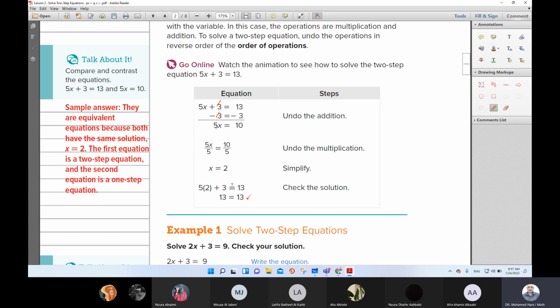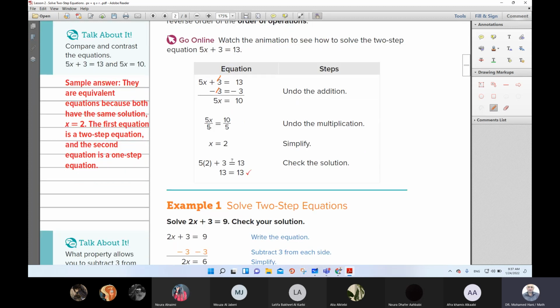The second step, we want to remove 5 to keep the variable alone. What is the operation between 5 and x? Multiplication. So use the opposite operation. Take 5, the coefficient, then divide the two sides by 5. 5 divided by 5 will be 1, remains x. And 10 divided by 5 will be 2. So the solution of this equation, x equal to 2.